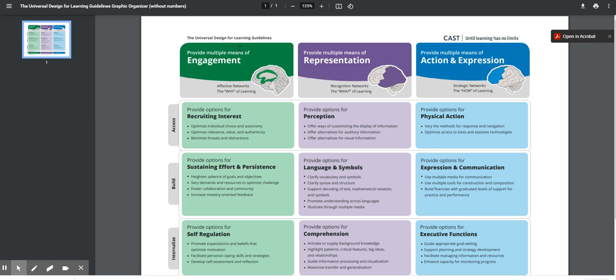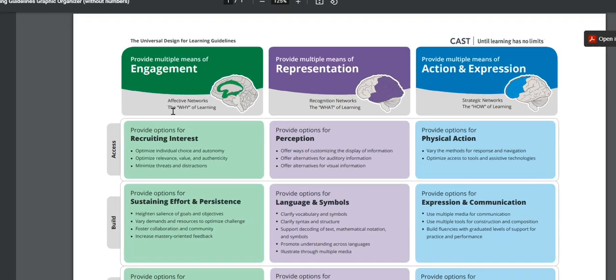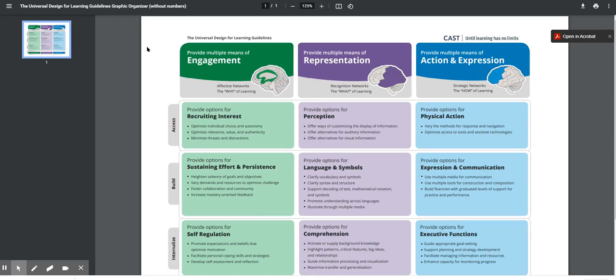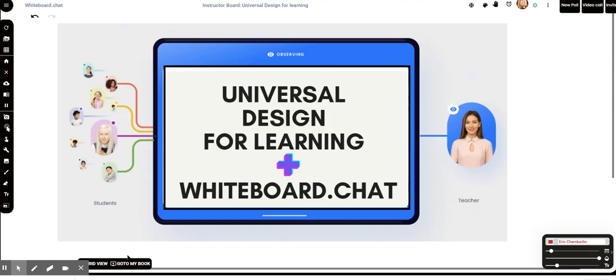And there are three primary areas: the why of learning, the what of learning, and the how of learning. So I am going to explain how I believe that Whiteboard Chat is uniquely positioned amongst all the other e-learning edtech apps that are out there to satisfy all three levels of UDL all within this one app.